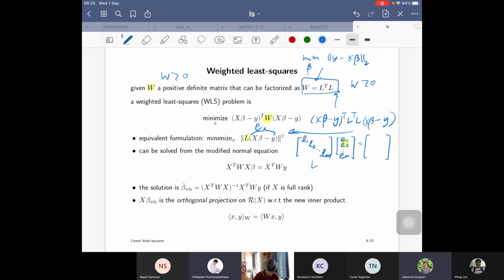So multiplying L and e gives L1 e1, L2 e2, and so on to Lm em. It means that you put different weights on the residuals i. Think about when W is diagonal. For example, W is 1, 10, 2. Of course, the factor L will be the square root of them, so the entries of L must be positive.